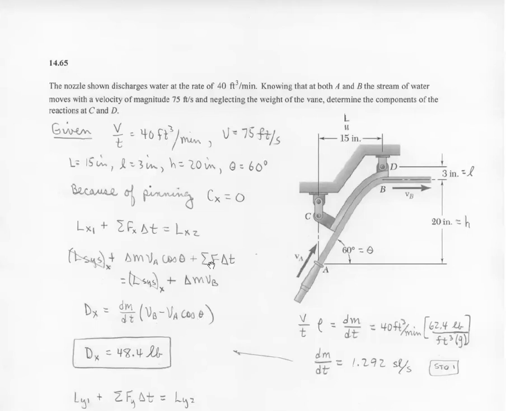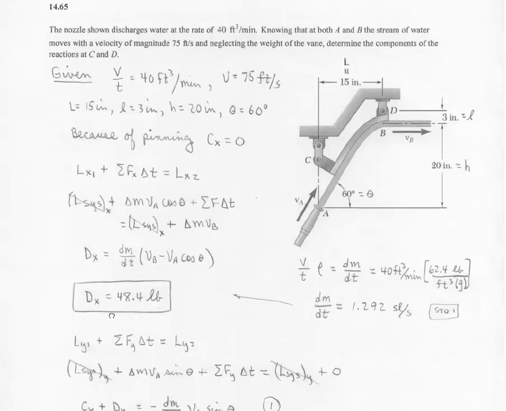And so that leaves you with just the sum of the forces, which is just D sub x in this case. So you end up with D_x equal dm/dt times (V_B minus V_A) times cosine theta. And that comes out to be 48.4 pounds.